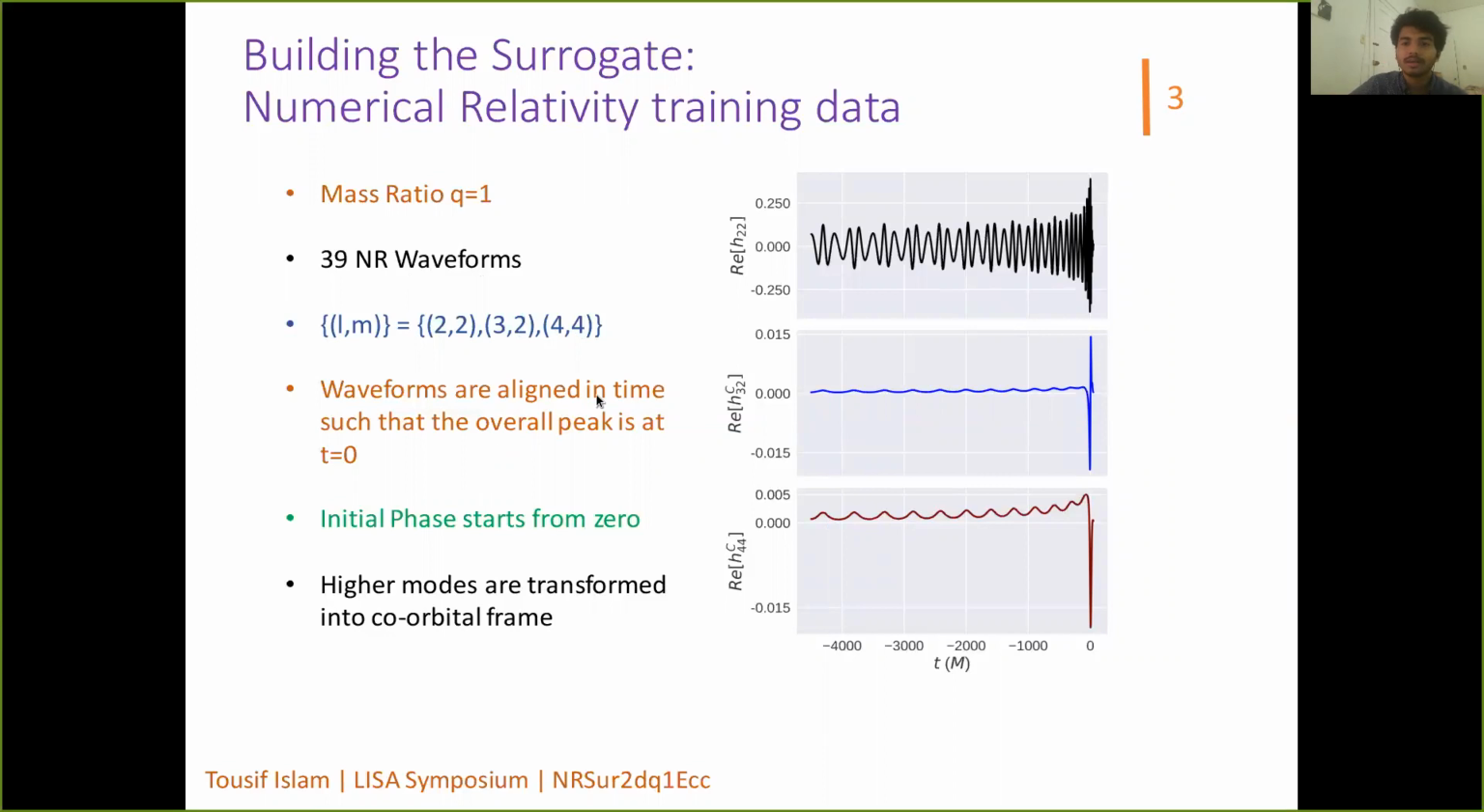We model the dominant 2-2 mode in the inertial source frame. However, for the higher modes, we transform the waveform to the co-orbital frame, where the data looks much smoother and slowly varying, making it easier for modeling. Here we show the real part of the inertial frame 2-2 waveform and the co-orbital frame 3-2 and 4-4 mode waveforms.